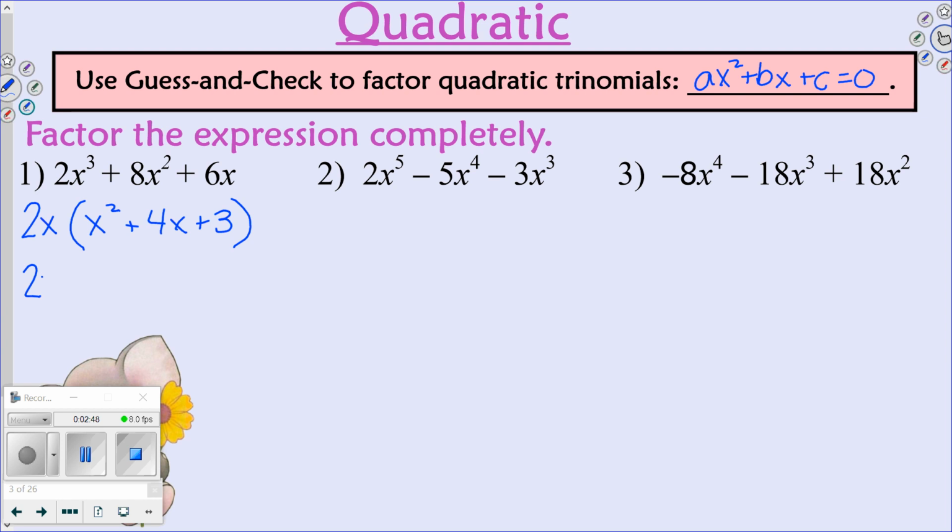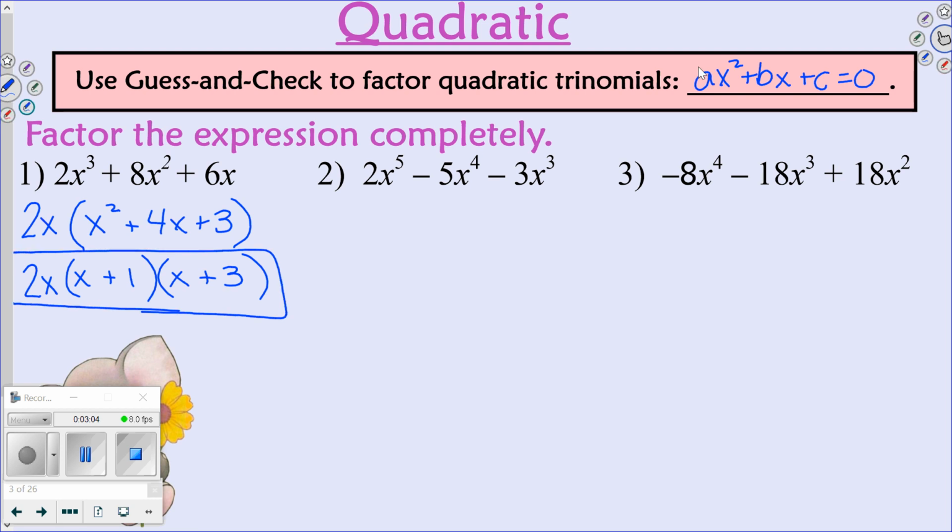Okay, and factoring further, what are your signs? Both plus. Options for A, it's just x and x. Options for C, it's just 1 and 3. Notice there is no equal sign. We are not solving today, just factoring.